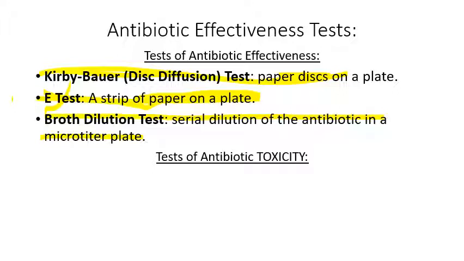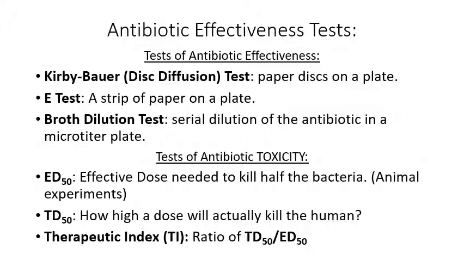Okay, so we're going to talk about three methods of testing the effectiveness of antibiotics, namely the Kirby-Bauer test, the E-test, and the broth dilution test. And then we're going to talk about two methods of measuring toxicity for antibiotics. One, you already know what the ED50 of an antibiotic is, and so you would do experiments to determine the ED50.